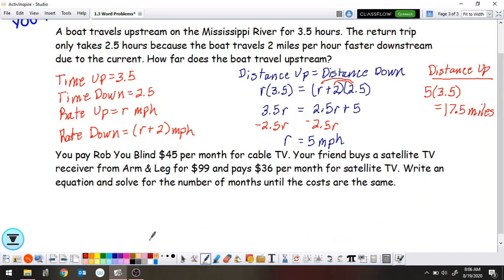And then we have, you're paying a cable company while your friend is paying a satellite company. So we are comparing Rob You Blind with Arm and Leg to see how many months. So our variable here, I'm going to use M to represent the number of months. How many months before the cost is the same?